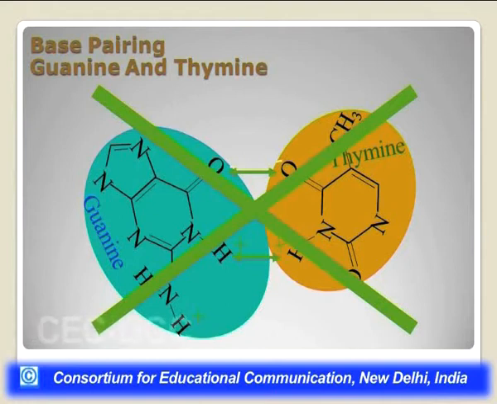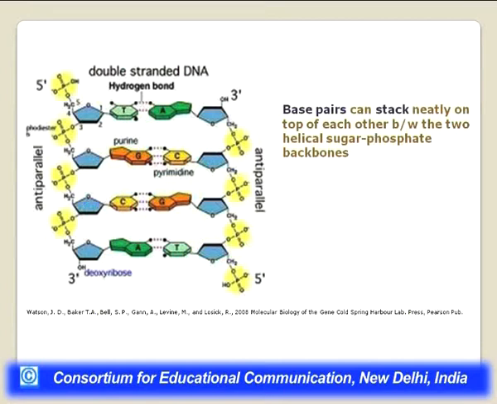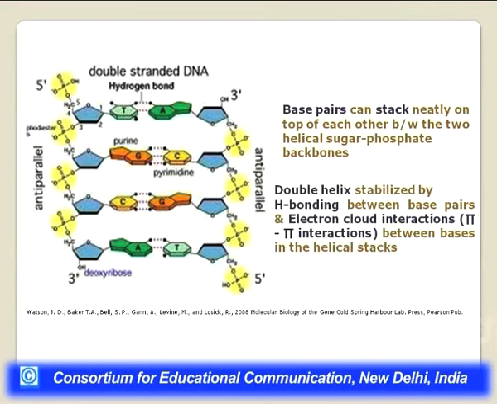So, it was quite logical as far as the electronic composition is concerned, or as far as the energetically favorable stereochemical structures are concerned, that A will form a bond with T and G will form a bond with C. A will form 2 bonds and G has the possibility of forming 3 bonds. These bases are then stacked neatly one above the other between the 2 helical sugar phosphate backbones. And this double helix is then stabilized by hydrogen bonding between the base pairs and electron cloud interactions between the bases in the helical stacks.